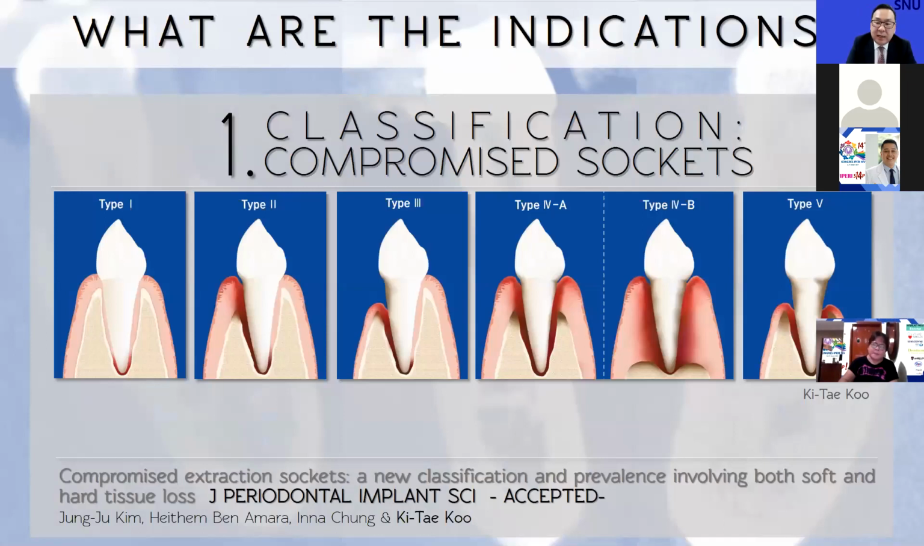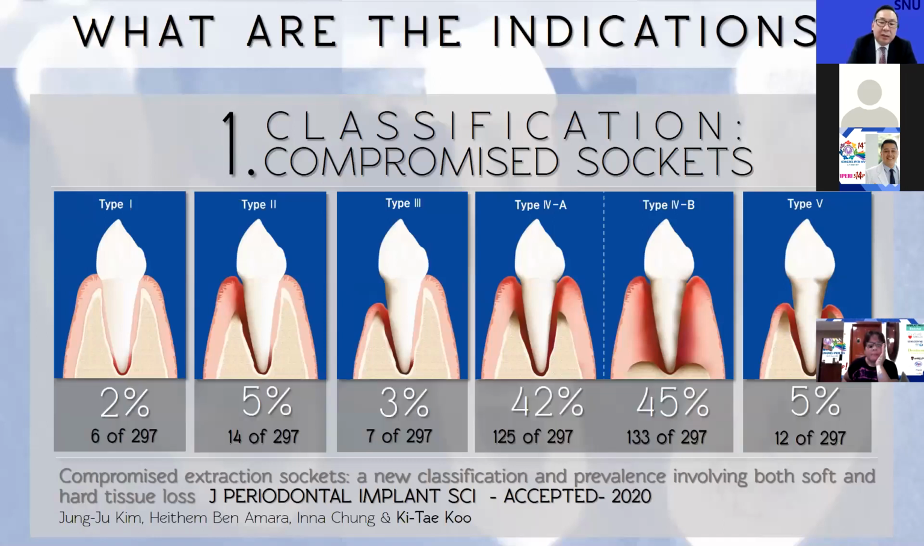This is a study that has just been accepted, and we tried to propose a classification system for compromised sockets that includes all possibilities of hard and soft tissue loss. When we have a better understanding of these types of sockets, I think that could also increase the predictability as we approach these types of procedures. Looking at the prevalence in the data, we found that simultaneous buccolingual wall loss, whether it's greater or less than 50%, made up 87% of all the sockets. So type 4, I think the prevalence was almost 87%.